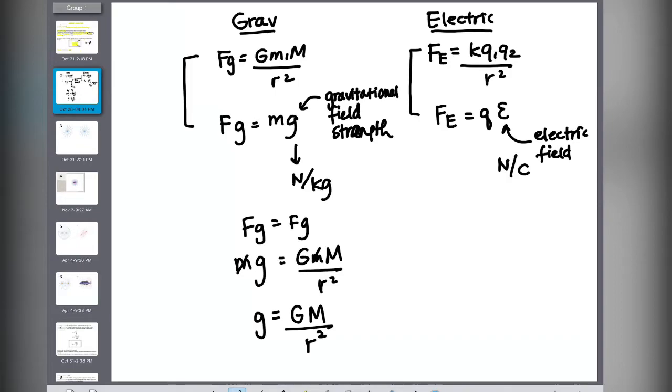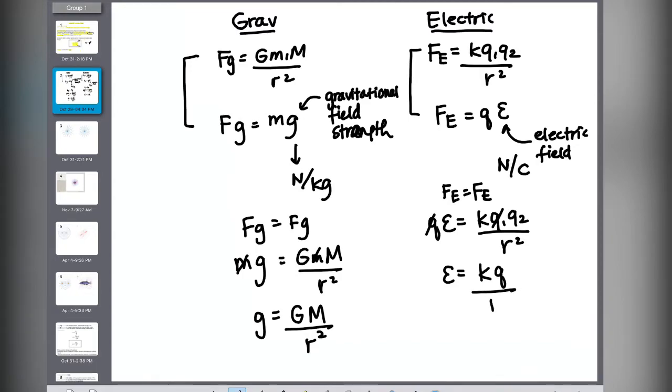And if I do the exact same thing with Fe and Fe, Fe equals Fe, the other way to find out what epsilon is, this is called epsilon, the electric field, the symbol is epsilon. Q epsilon equals kQ1Q2 over r squared. This Q being one of the Qs. Epsilon is also kQ, whatever the charge of the object is, over r squared.